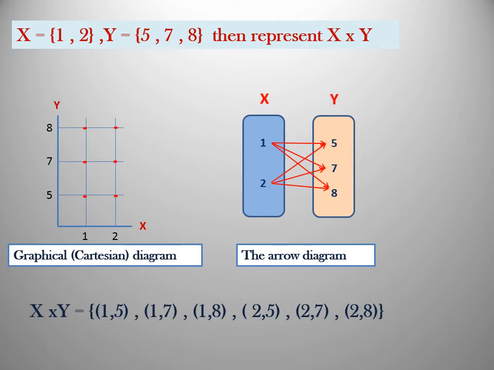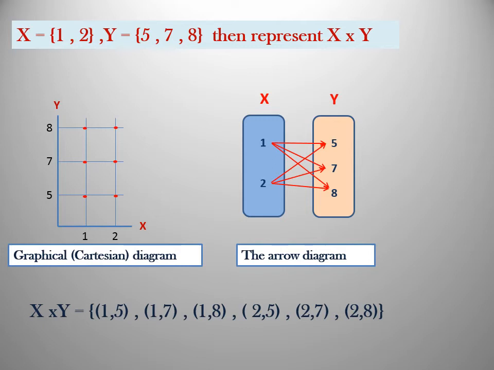Even if I represent the Cartesian product graphically by the Cartesian diagram or the arrow diagram, both are true, both are clear. If the question determines which diagram I will use, then I will use it.